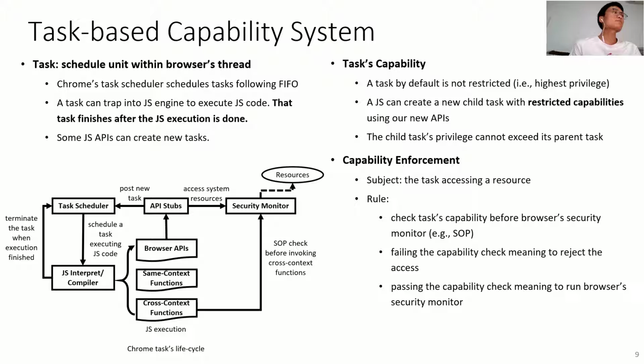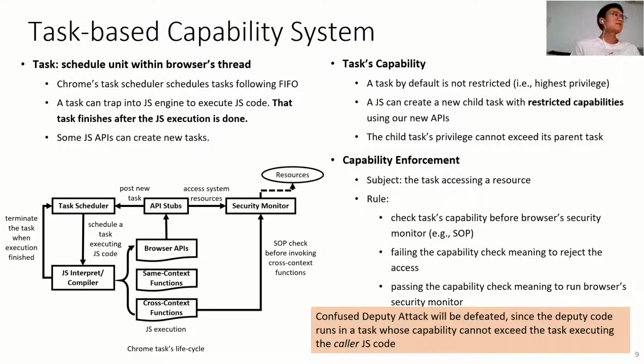So for the capability enforcement, we view the access control subject as a task accessing a resource, and the browser will check the task capability before the browser security monitor. Failing the capability check means the access is rejected directly, but passing the capability check only means the access will be checked by the browser's existing security monitor. Note that the confused-deputy attack is defeated naturally, since the deputy code runs in a task whose capability cannot exceed that of the task executing the kernel JS code.